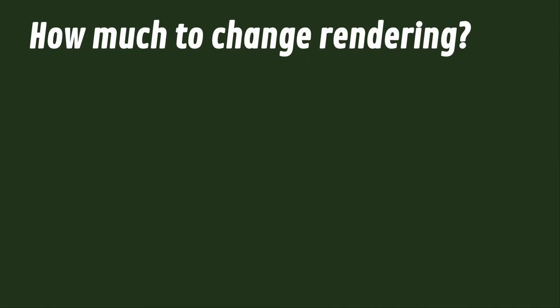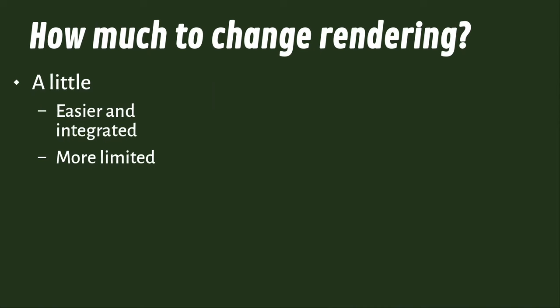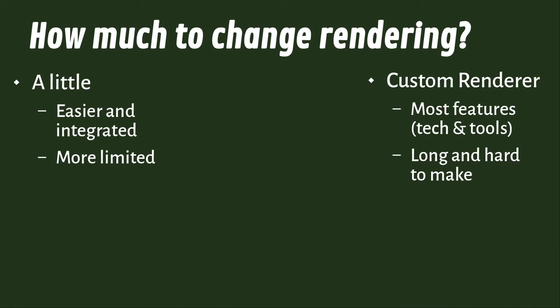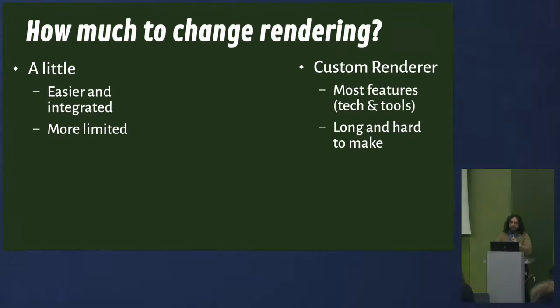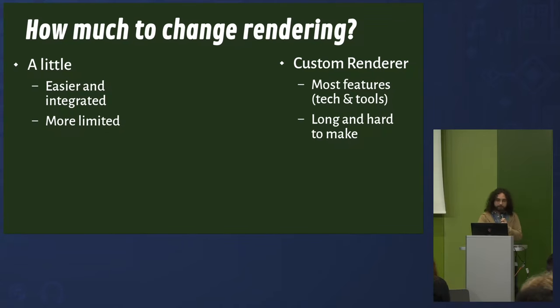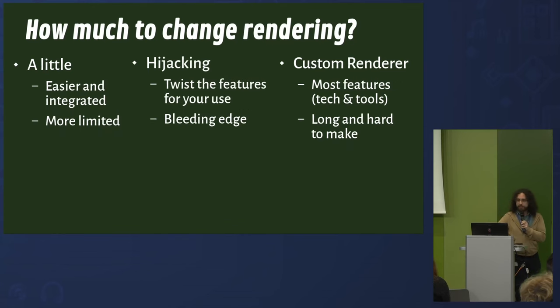So then you have to choose how much you have to actually change your rendering. You could change it a little, you know, sprinkle in some methods here and there. So it's easier. You stay integrated into the pipeline, but it's also more limited. On the other hand, you could be a big boy and make your own custom renderer. But I mean, that takes forever, you know. And you do have the most features, and it's the best quality of life when you actually made it, but it's very long, and you need some very specific skills. So that's actually a bit of an in-between method. Call it hijacking.